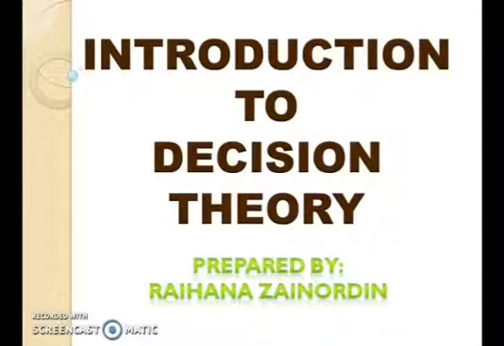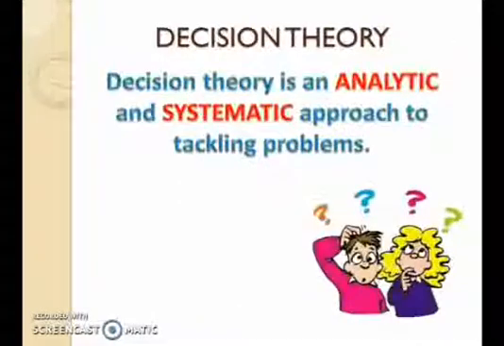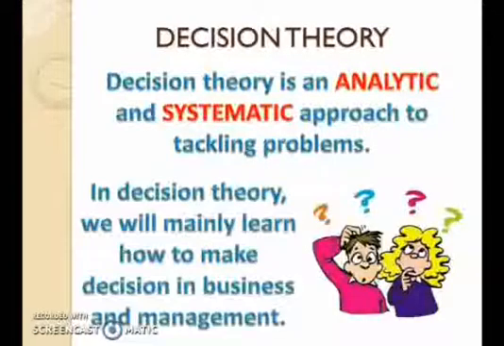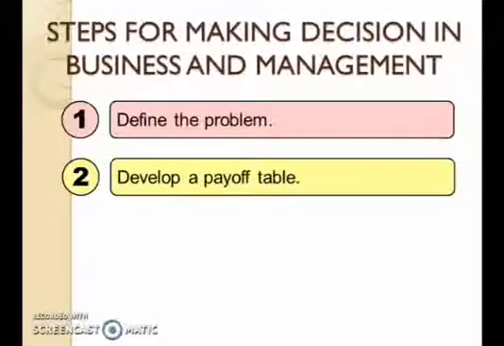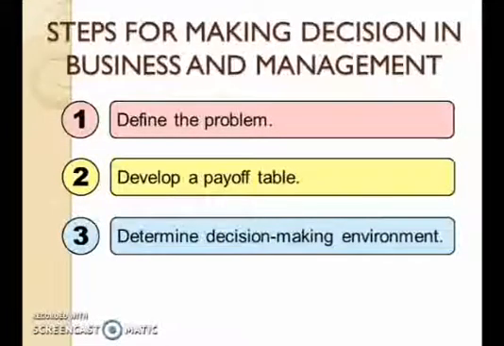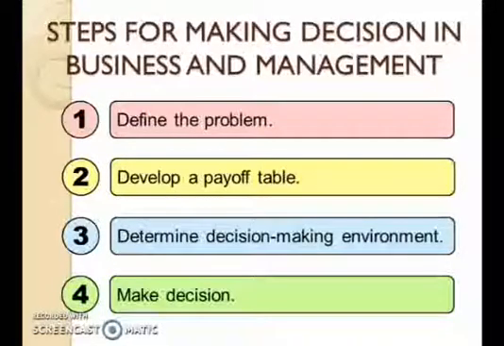Introduction to Decision Theory. Decision theory is an analytic and systematic approach to tackling problems. In decision theory, we will mainly learn how to make decisions in business and management. To make decisions in business and management, first we need to define the problem. Second, we need to develop a payoff table. Third, we need to determine decision-making environment. And fourth, we need to make decision.